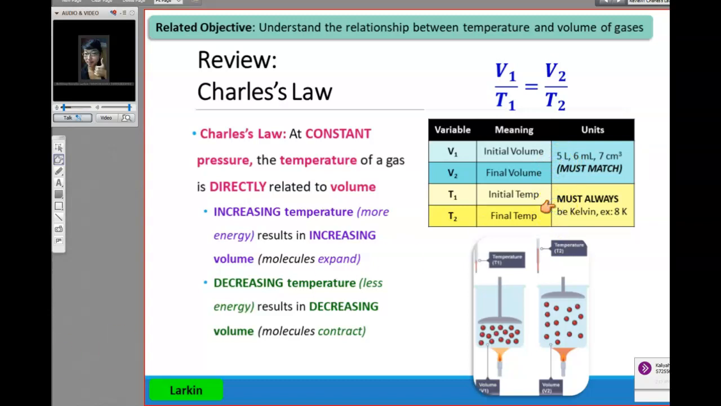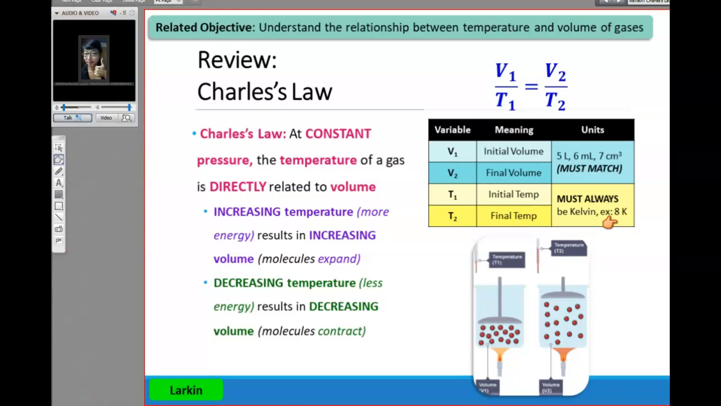Temperature, though, is special. Temperature has to be on what's called an absolute scale, and the only absolute scale that we have for temperature is Kelvin. And so an example would be like 8 Kelvin, all right? That's why I was saying Kelvin when we were looking at our temperature in our demo today.